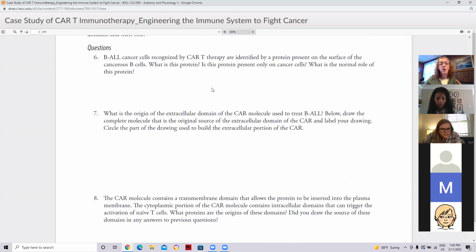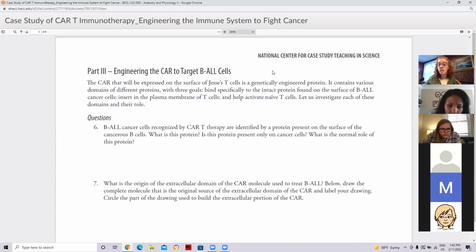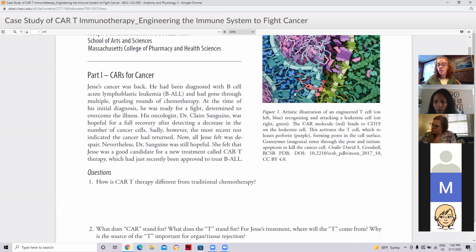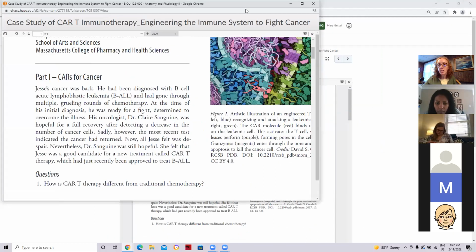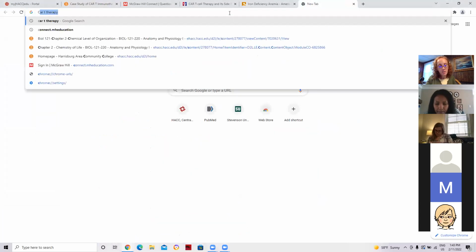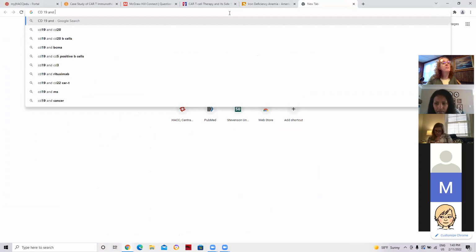Okay. And now the next question that this thing asks is, is this protein present only on cancer cells? What do you think? And before we answer, I want to Google CD19 and see what it actually says about it. CD19 and leukemia.